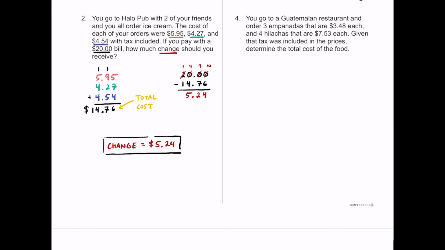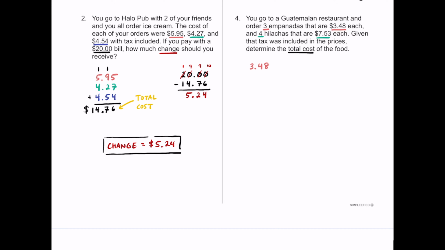Here's number 4. For number 4, you go to a Guatemalan restaurant and order 3 empanadas, and they're going to be $3.48. Then you're going to purchase 4 of these hilaches that are going to be $7.53 each. Given that tax was included in the prices, the question is, what's the total cost of the food? So what we can do first is find the total cost of all the empanadas.